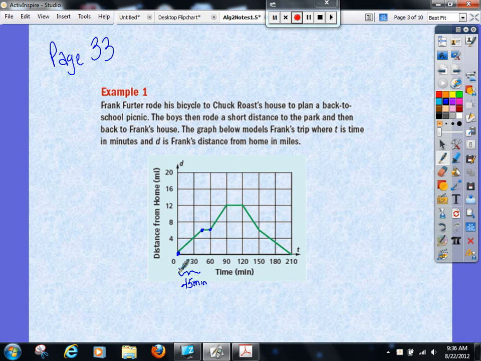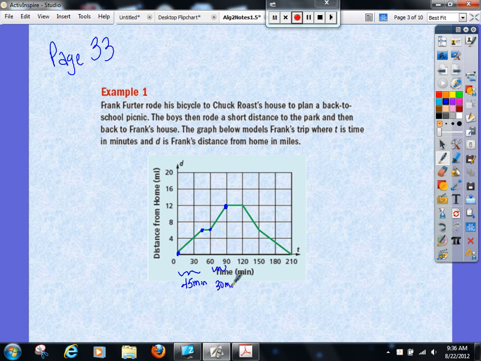Okay? Then, this is 1 hour into the trip. Then they are going on the road again. How do I know they're on the road again? Because distance is changing from Frank's house. So he's from here to here. This is the next significant point. So this is 30 minutes now. What's he doing in those 30 minutes?